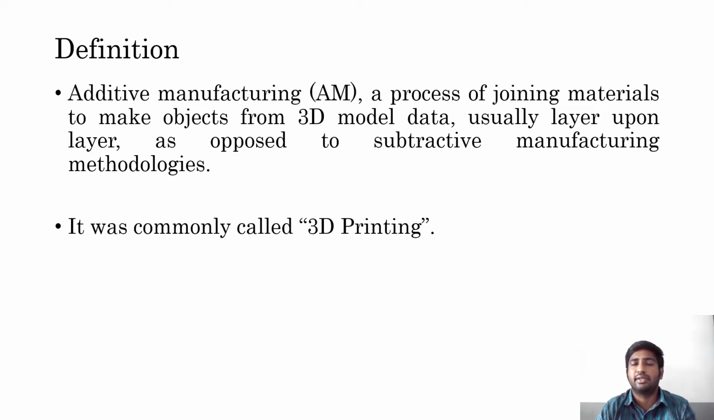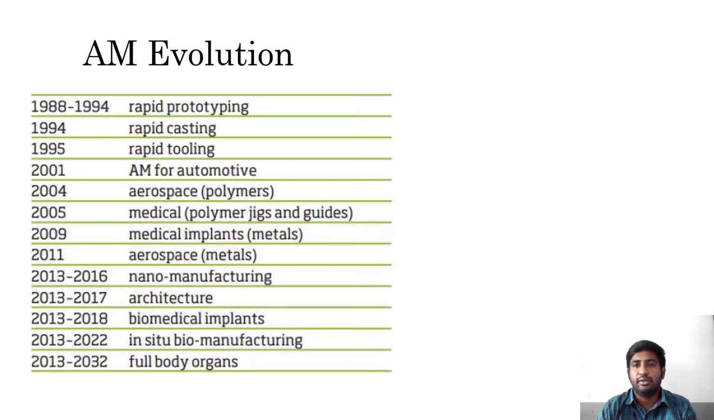So obviously in the subtractive machining process, the machining is done by removing material from the part. Okay, so in additive manufacturing, we create the part in a layer manner, so that we can reduce the material. It is also commonly called 3D printing. Obviously you know that. Okay, next we are going to see about AM evolution.